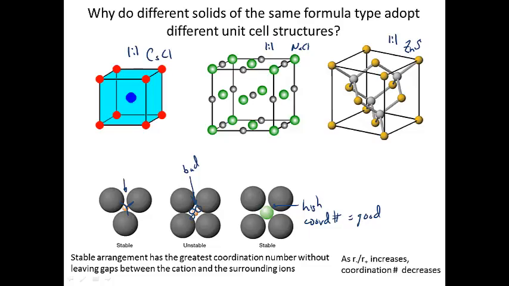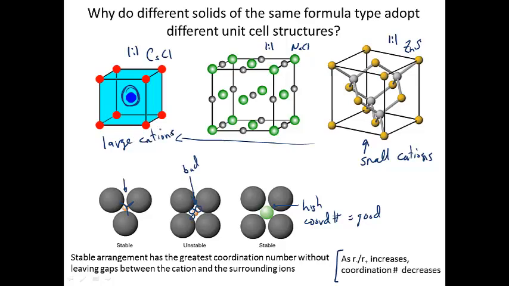So what happens is you have the greatest coordination number, that means going in this direction, as long as you don't leave gaps between the cations and the anions. That is, the cation fits snugly in the hole between the anions. Generally, as the ratio of the anion to the cation increases, the coordination number decreases. So you get this kind of thing with really small cations, because the hole is smaller, and you get this when you have relatively large cations, assuming similar anions.